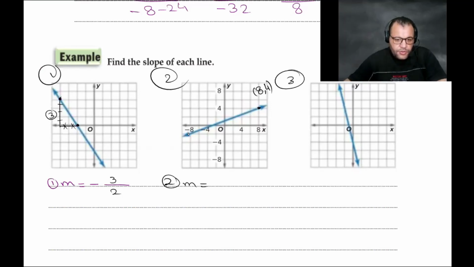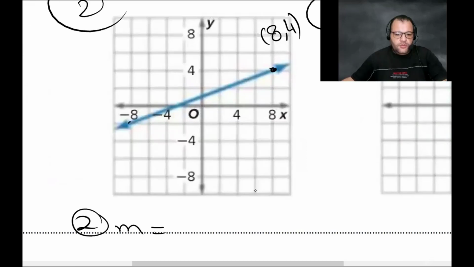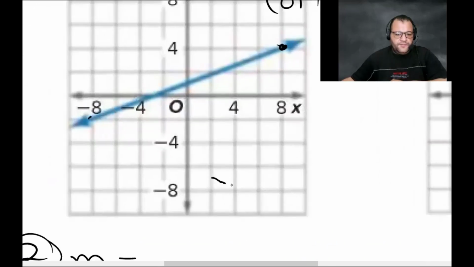Negative 8 and 4 and 0 is not passing through 4 and 0. Negative 2 and 0. Look at the graph. Oh, okay. So this point only. This point, which is negative 8 and negative 2. Okay. So now we need to find the slope.